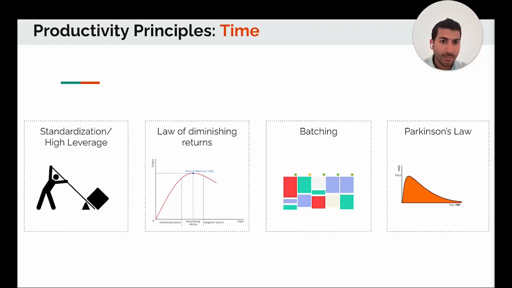All right. Moving on to principles related to time. The first one out here is high leverage or standardization. This, as the name suggests, is a principle that involves focusing on tasks that produce outsized results with relatively minimal inputs. And we'll talk about this a little more in a slide that follows, but it's a really useful concept.